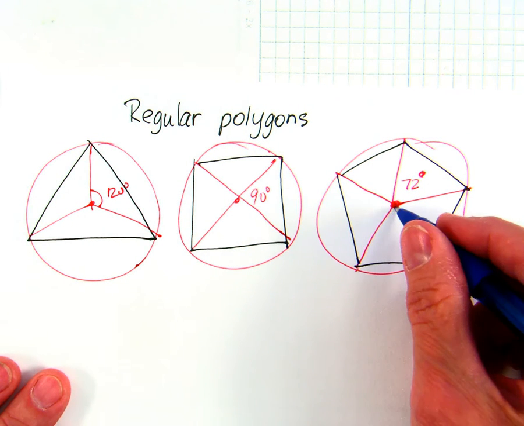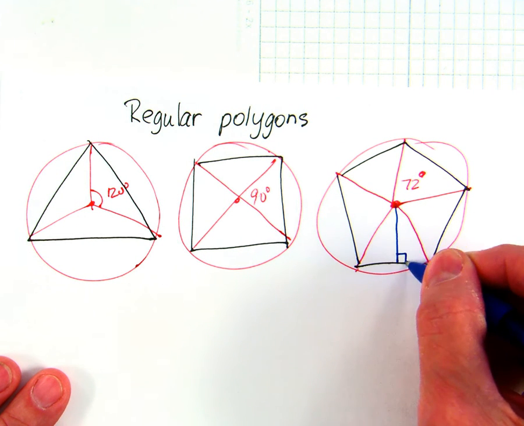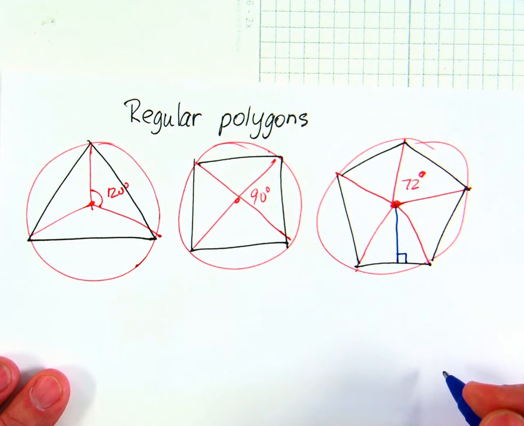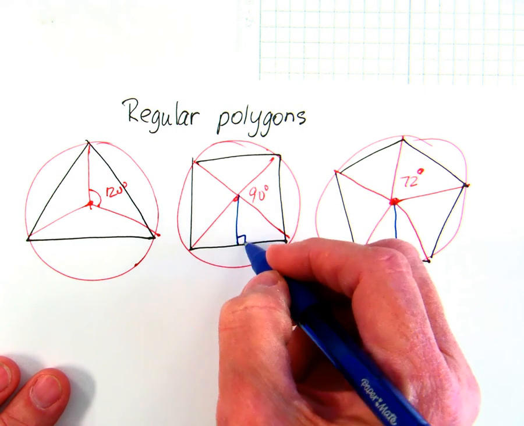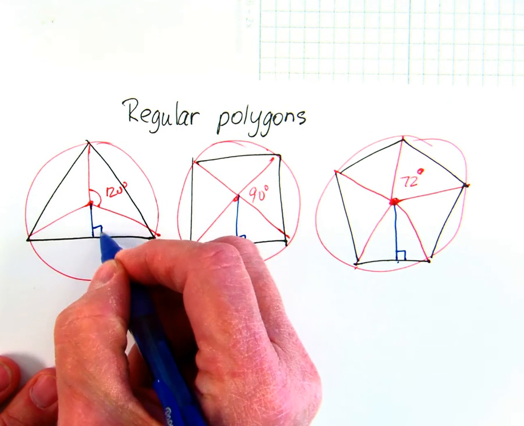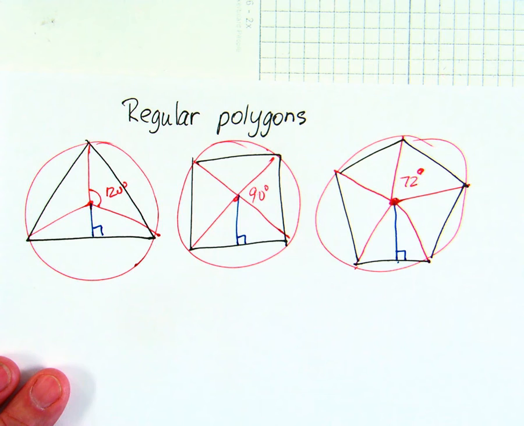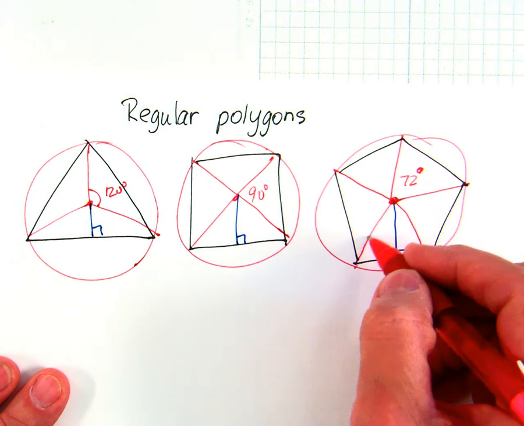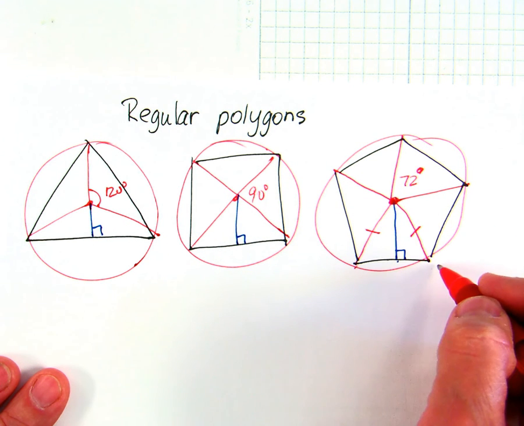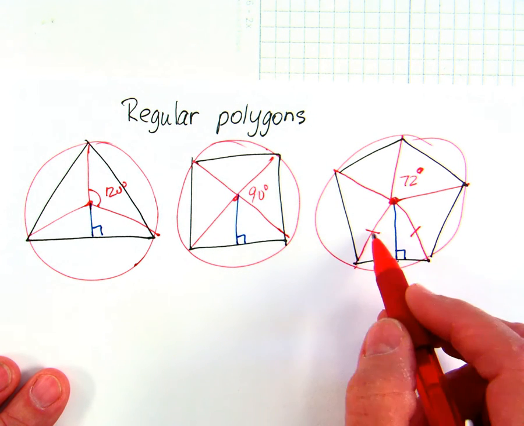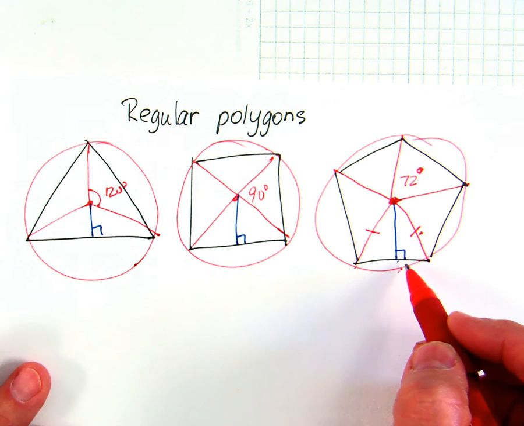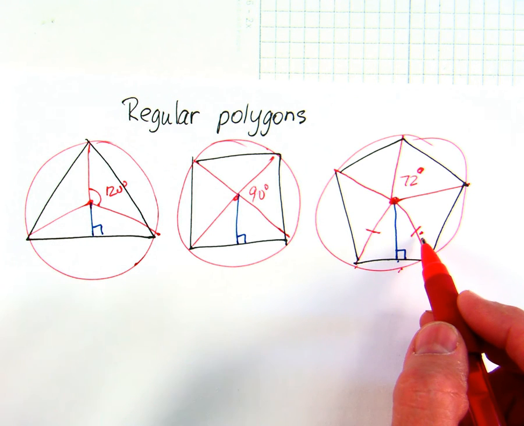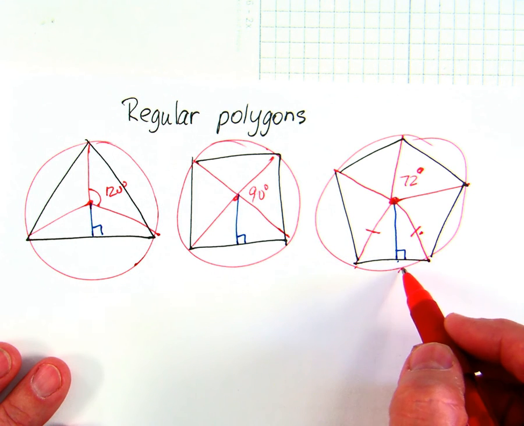We add a new one with polygons, and that's the apothem. The apothem is the perpendicular distance from the center to the side of the polygon. Notice that this forms an isosceles triangle since two sides are radii, the third being the side of the polygon. The two sides that are radii are the same length, therefore it's isosceles.